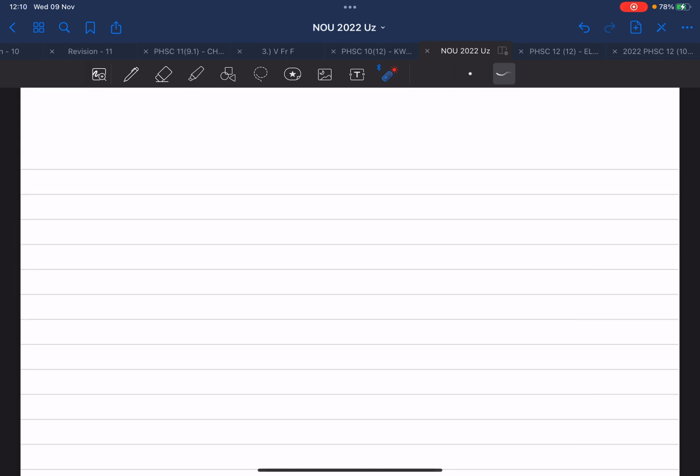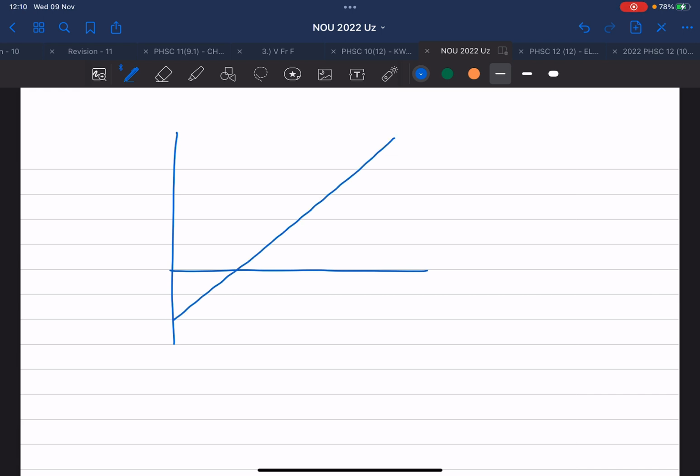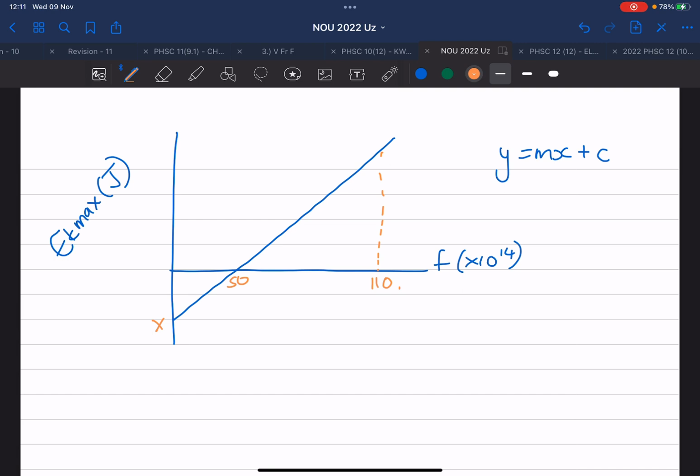Okay, so in this graph this year, it looked like that. Straight line graph, you love it because you know it's y is equal to mx plus c. Okay, hier het ons frekwensie, maal 10 to the mag 14. Hierso het ons E maximum, en is in joule. And they tell us that is x, that is 50, and somewhere they give us 110. Wat is fout? Soos ek het nie eers x reg gekry. Maar ons gaan nou x reg kry.